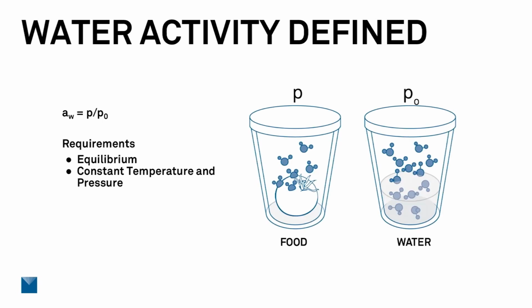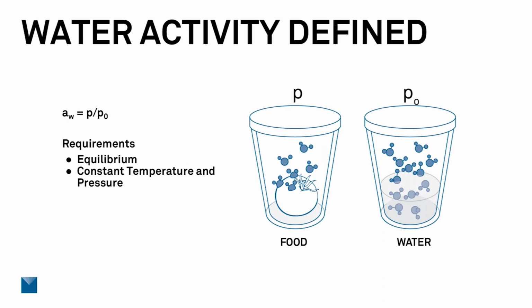So here is this little diagram to help illustrate what is vapor pressure. We have a sample of food in a container on the left. Water molecules are escaping out of that sample. We can see it above there in that headspace.